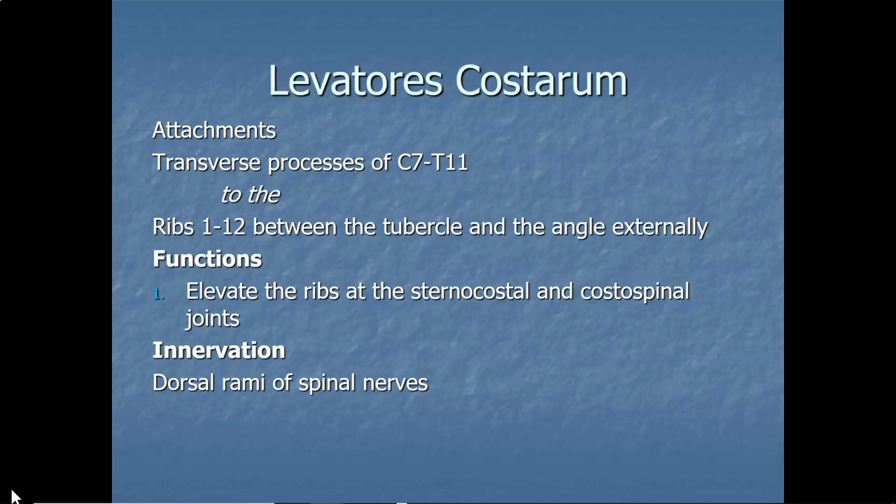Its basic function is to elevate the ribs at the sternocostal and costal spinal joints, generally when we're doing a very large forced inspiration. These work a little bit in normal breathing, but when we're relaxed and breathing, say such as sitting at a desk, that's pretty much all diaphragmatic work. This is used when we're taking a big breath in, maybe even when we're exercising. Its innervation is the dorsal rami of the spinal nerves.